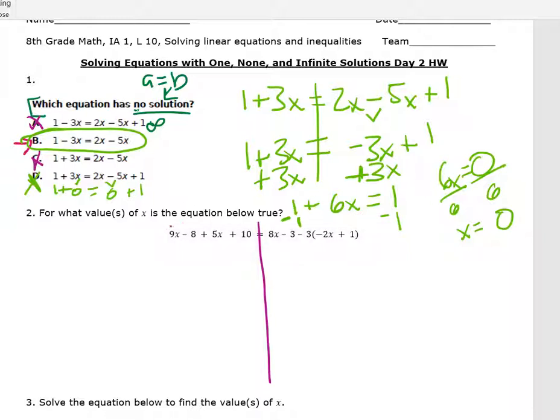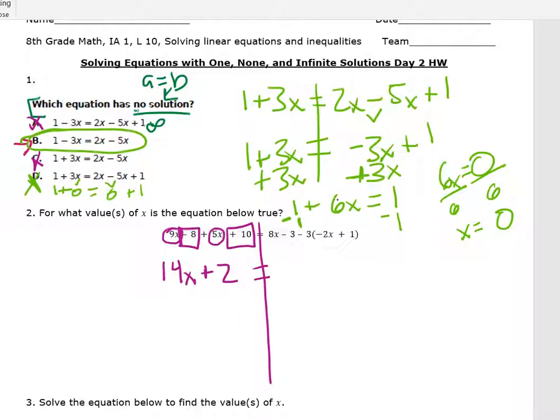So over here, do I have any like terms that I can combine? Yes, I can combine my 9x, and I can combine my 5x, and I can combine my negative 8 and my positive 10. When I combine my 9x and my 5x, I'm left with 14x. Negative 8 plus positive 10 is going to have a positive answer. It's going to leave me with positive 2.